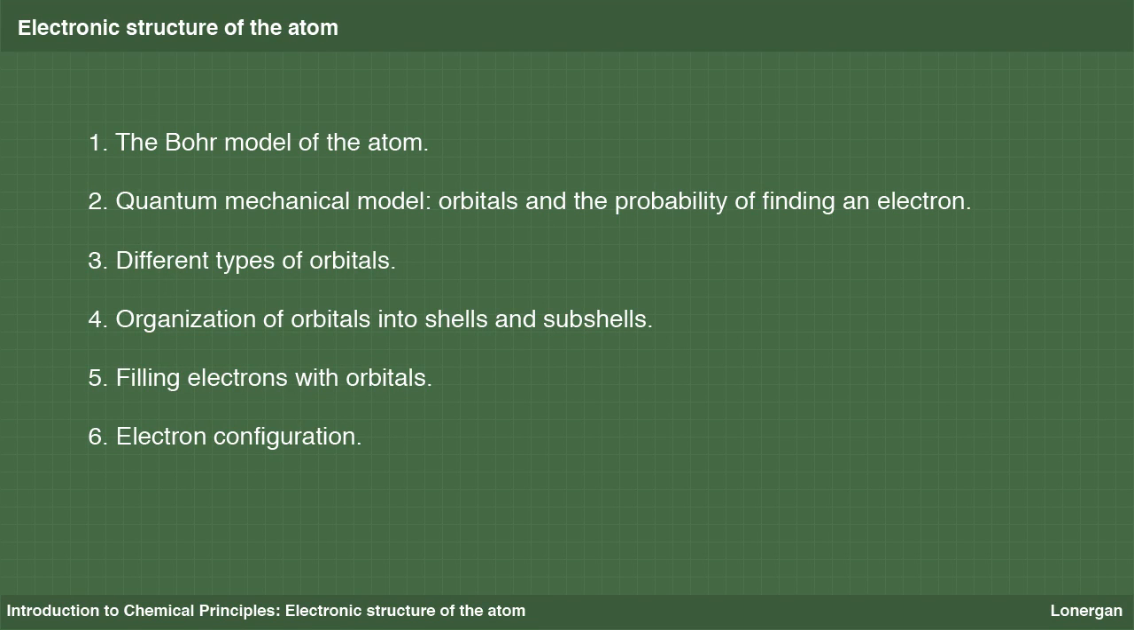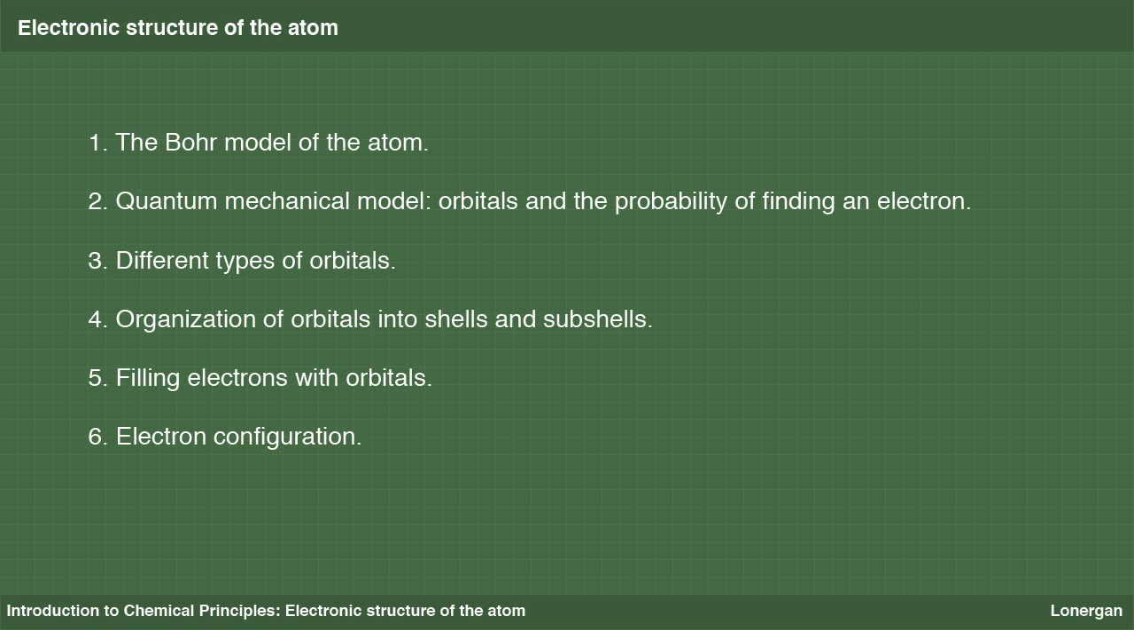The electrons in an atom determine how it reacts with other atoms to form chemical compounds. Understanding the organization of electrons in the atom is absolutely key to understanding chemistry at the level of the atom. In this presentation, I will describe the electronic structure of the atom. In other words, I will describe how the electrons are organized around the nucleus of an atom.